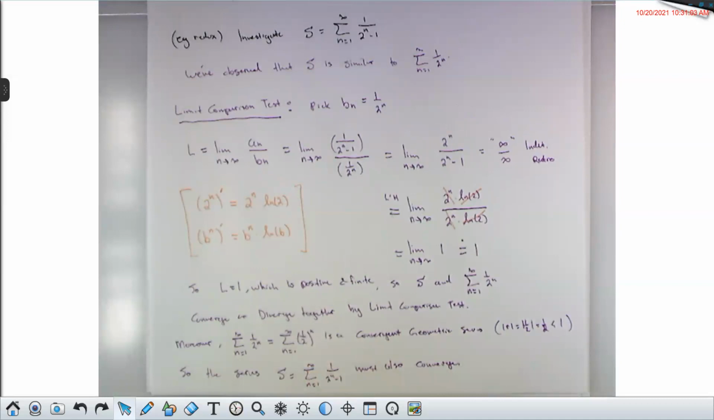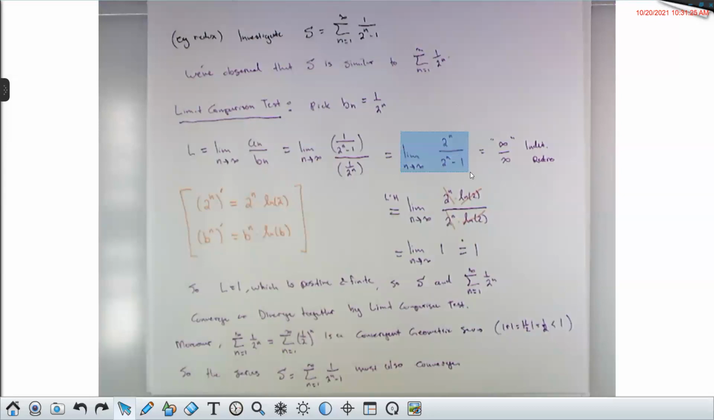Now, there's another way we could have calculated this limit. If you divide top and bottom by 2 to the n, then this would become 1 over 1 minus 1 over 2 to the n. And then that 1 over 2 to the n piece would go to 0. So we didn't need L'Hopital's rule here. I just think it's the first thing most people would think of, so that's how I did it.